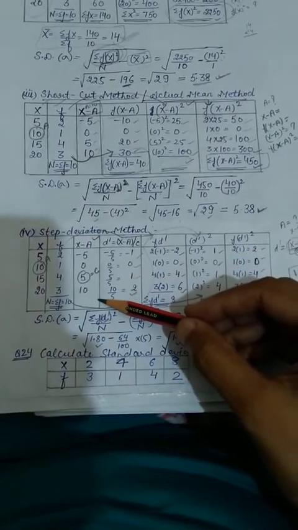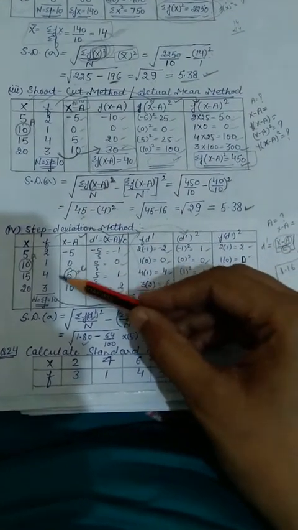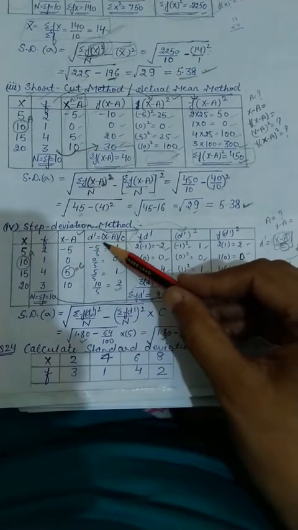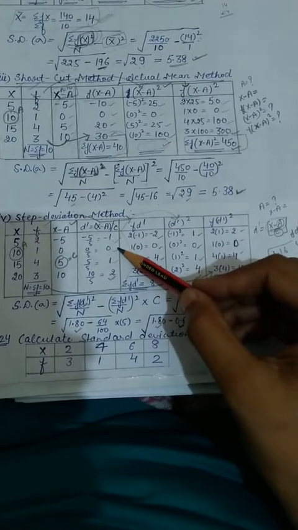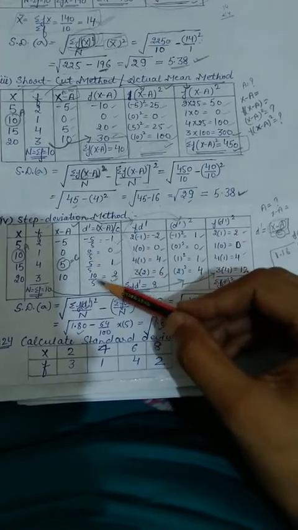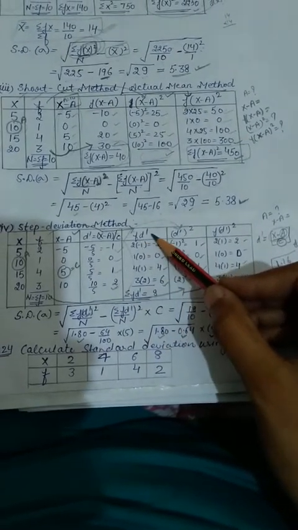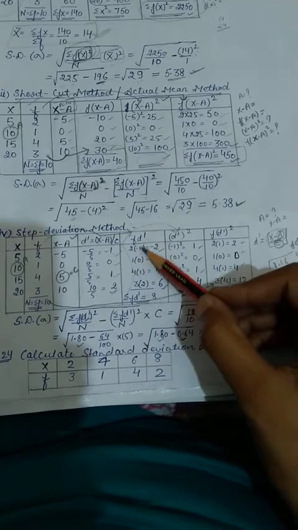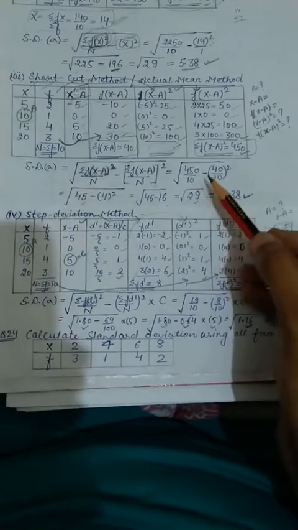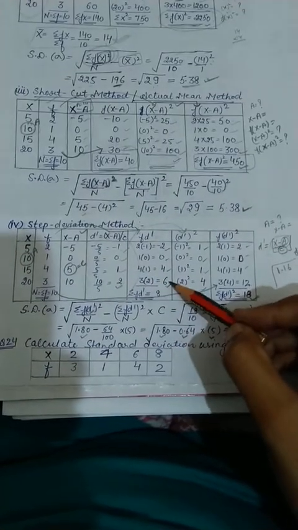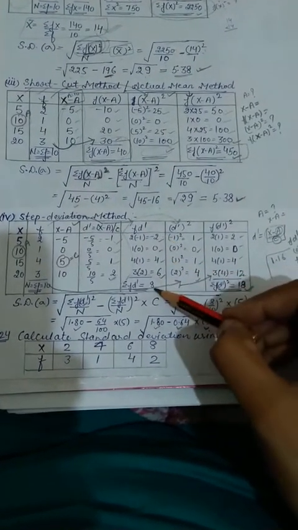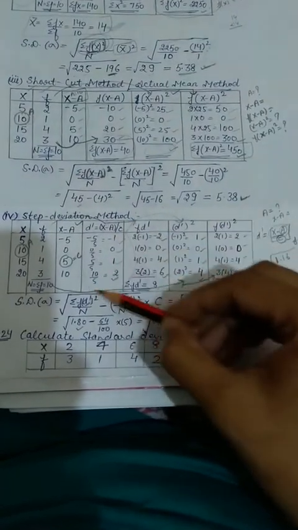You know how to calculate this x minus a easily. Then from this I have chosen this c value. X minus a upon c will give you minus 5 upon 5, that is minus 1, 0 upon 5 will give you 0, 5 upon 5 will give you 1, 10 upon 5 will give you 2. Then you will do the product: 2 into minus 1, that is minus 2, 1 into 0 you will get 0, 4 into 1 you will get 4, then 3 into 2 you will get 6. So you will get 8. How 8? 6 plus 4, 10. 10 minus 2, 8.